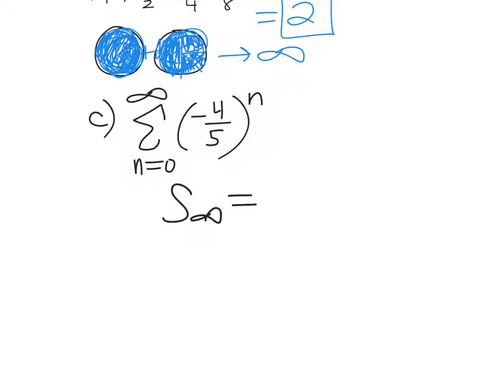So let's go ahead and put it into our sum formula. The sum of infinite numbers would be a sub 1. A sub 1 is to take n equals 0 and plug it in. What do you get? 1. Good. Over 1 minus negative 4/5. Okay? When you do that in your calculator, don't forget to put parentheses around the denominator.